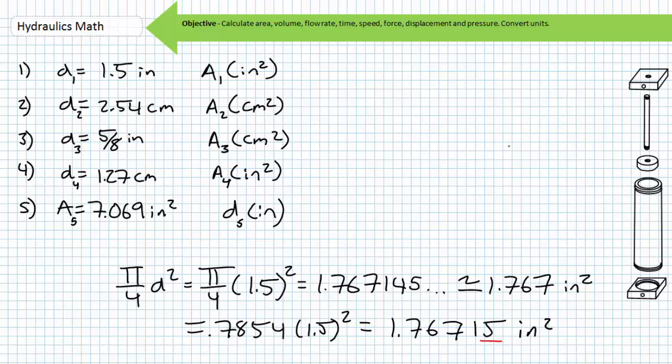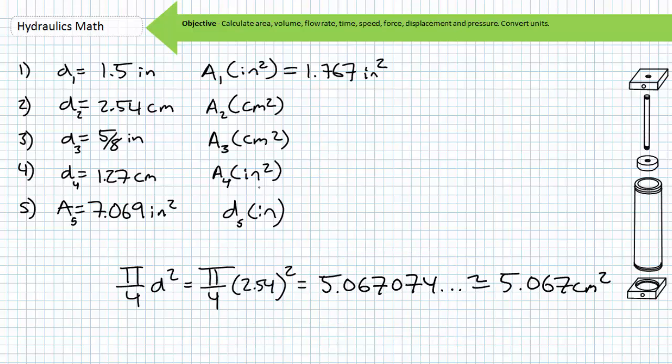This being said, if this was part of a multi-step calculation, using this previous result via the previous results key on your calculator would yield more accurate results, and the final answer could be rounded off to the appropriate decimal place. Our second illustrated example problem is almost identical to the first. The only difference is the numbers and the choice of units. Area still equals pi over 4 d squared.